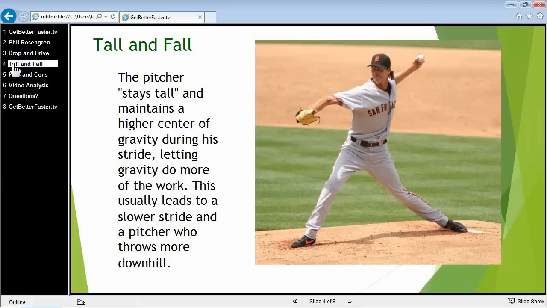The funny thing actually about Randy Johnson, when you think about a pitcher throwing more downhill, is that he's got that real tall body and big frame.